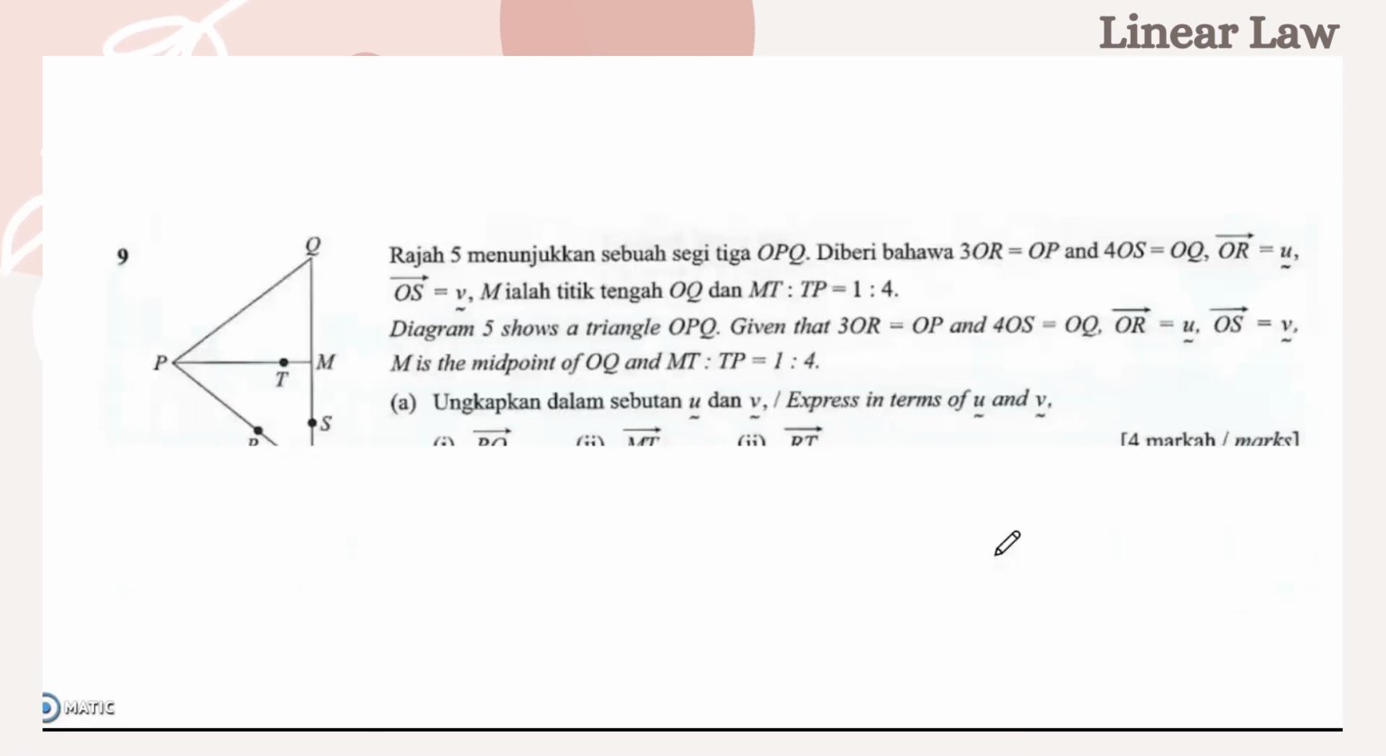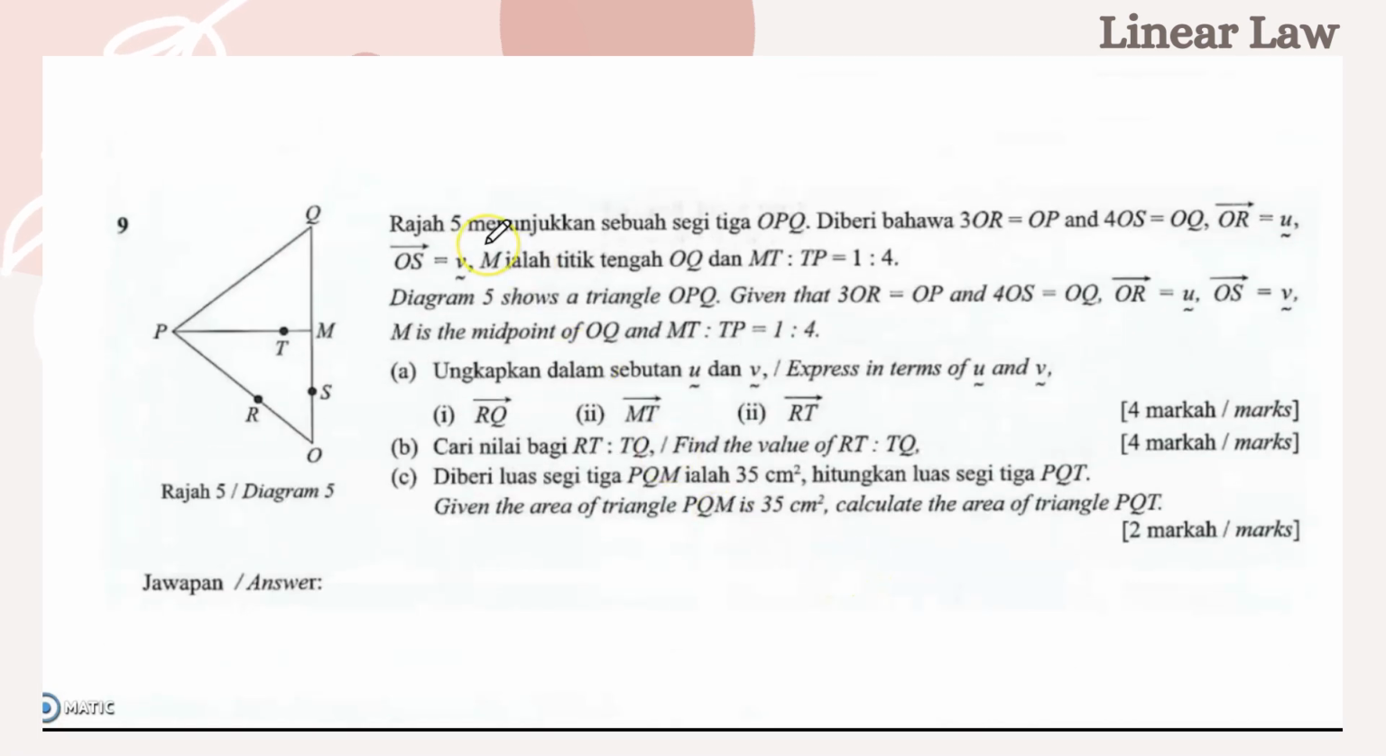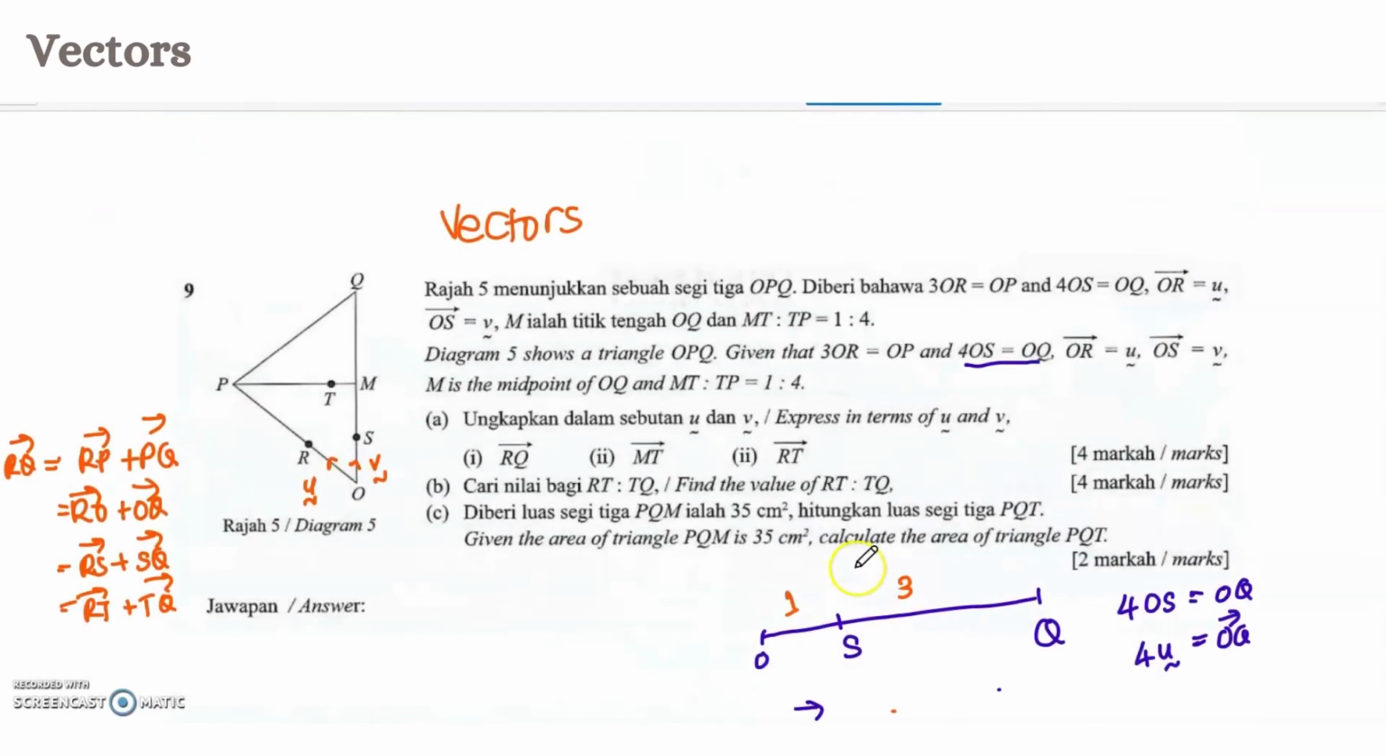So we proceed to the next question. This question is all about vectors. Number 9 is all about vectors. For vectors, what we should know is it's all about the routes. Let's look at the first example question.